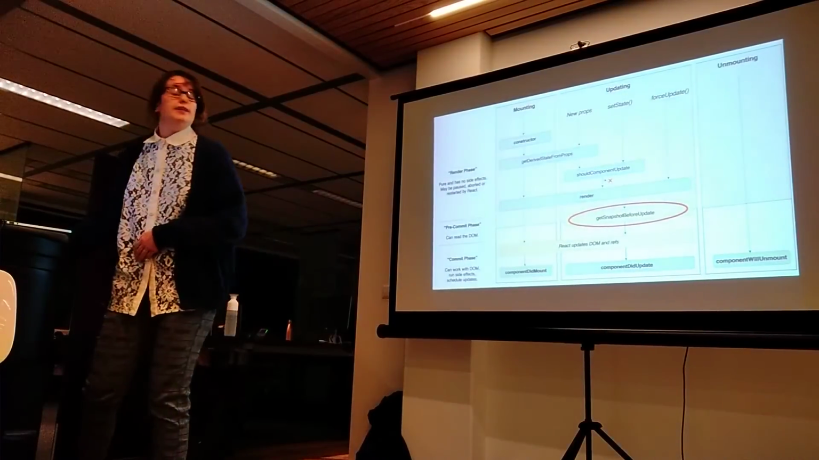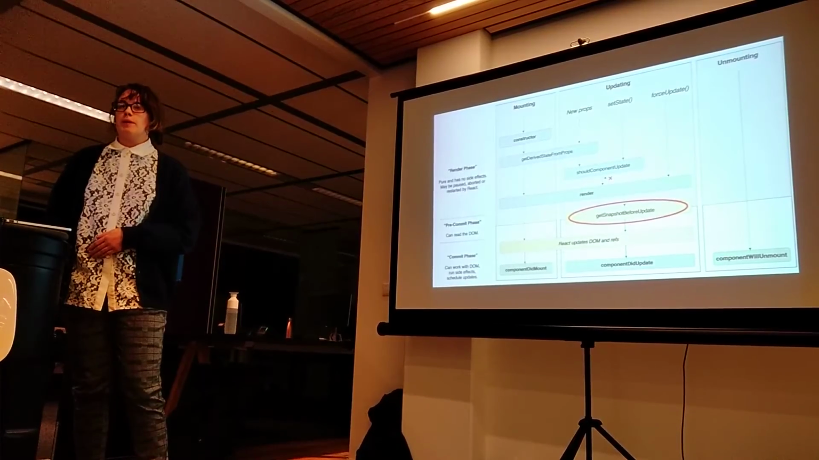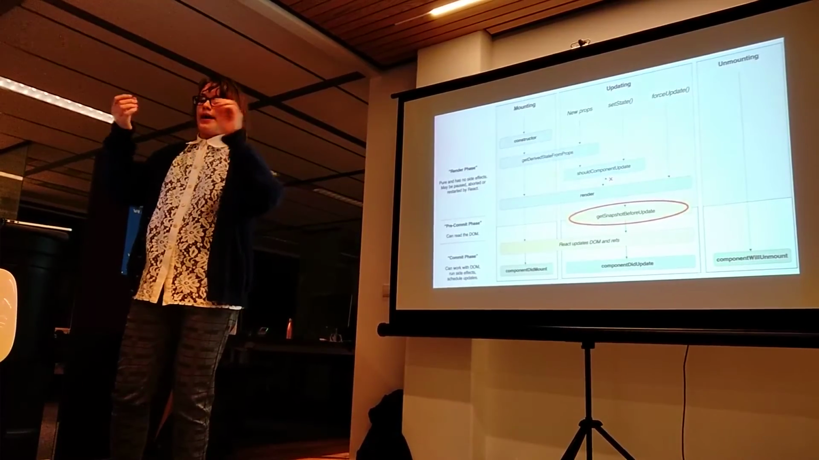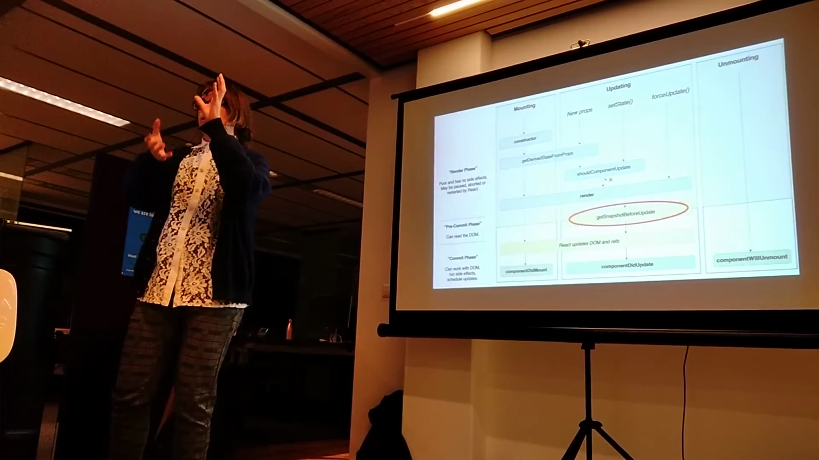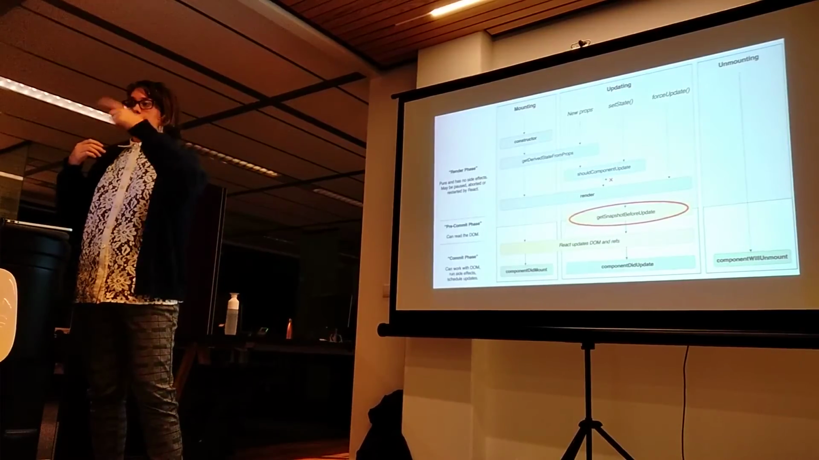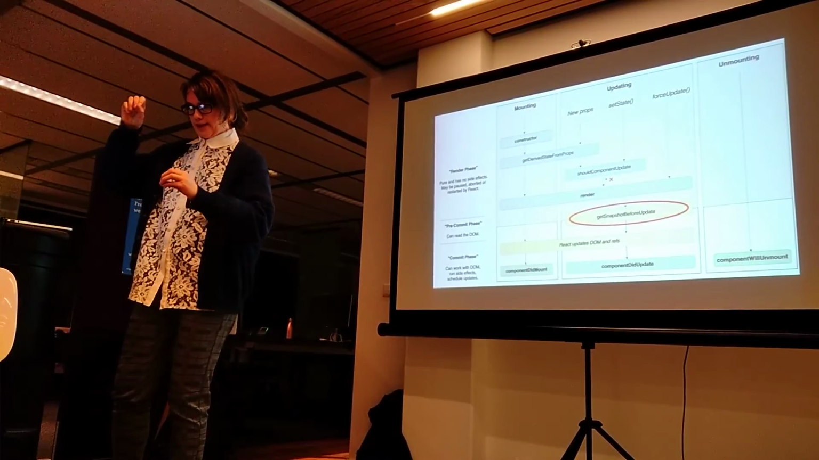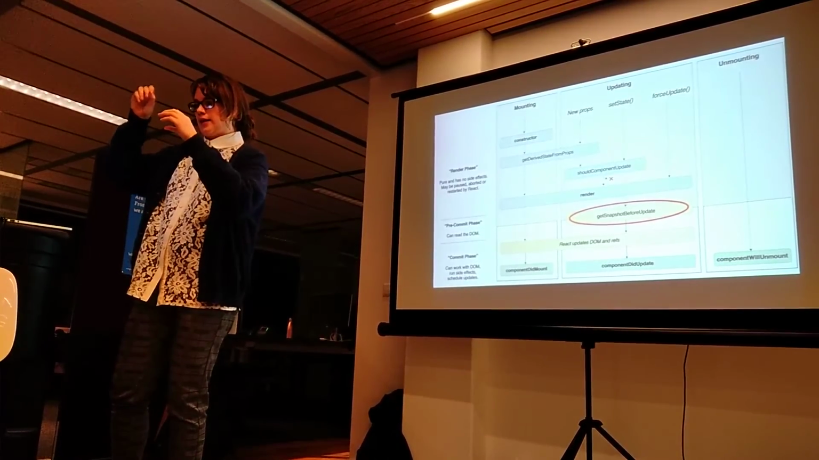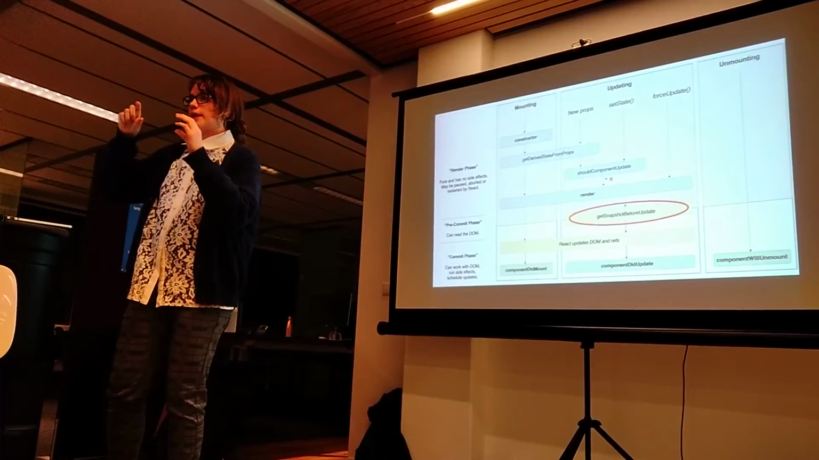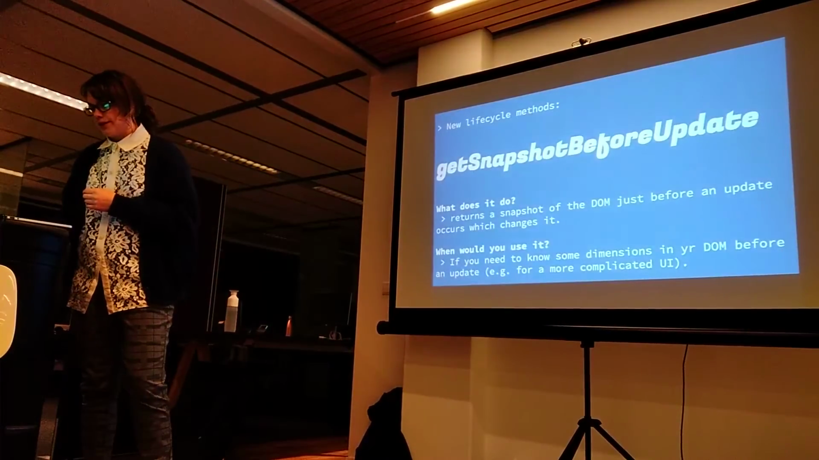Get snapshot before update. This one is used a lot less. It's for a really particular situation where you've got a really complicated UI with lots of different dimensions, and you need to measure something in your DOM before you make a re-render. The classic example is a scroll box, maybe in a chat application, where you're adding text and need to preserve the scroll position as you add new text. I'll give you a little explanation of that one.